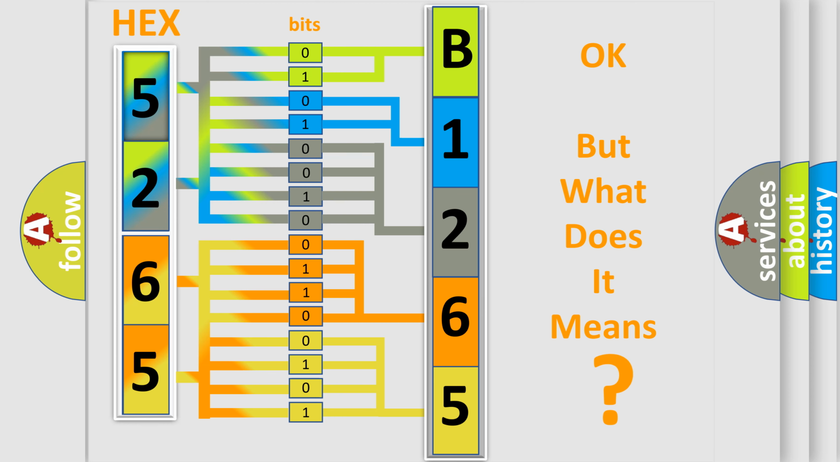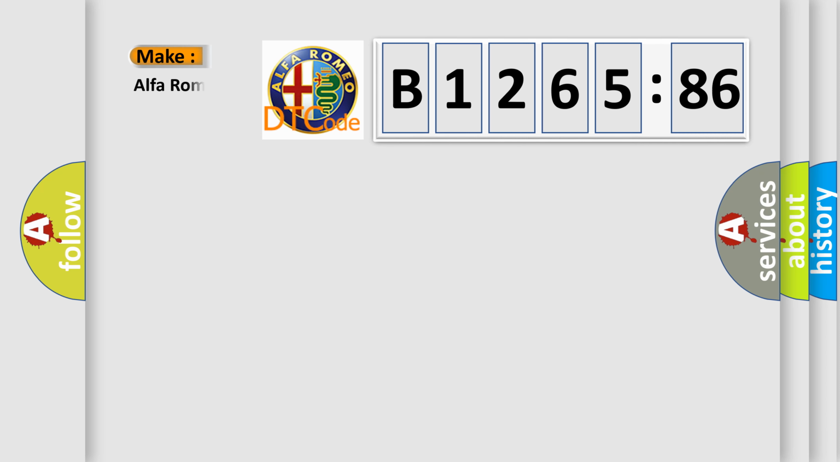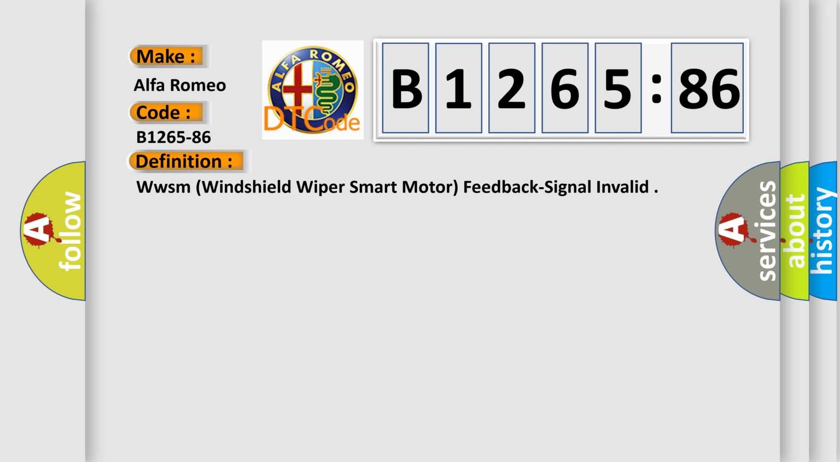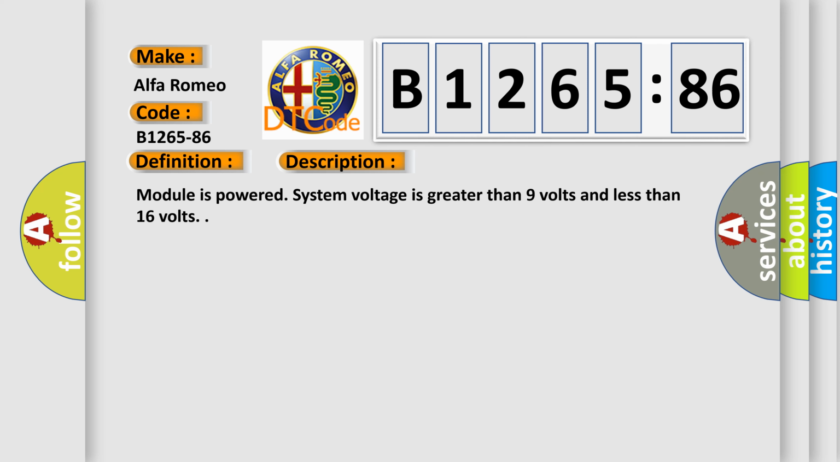The number itself does not make sense to us if we cannot assign information about what it actually expresses. So, what does the Diagnostic Trouble Code B1265-86 interpret specifically for Alfa-Romeo car manufacturers? The basic definition is: WWSM windshield wiper smart motor feedback signal invalid.